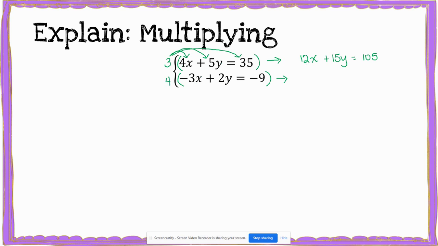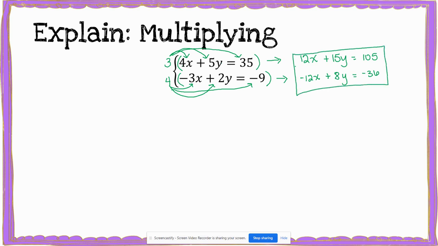Now, in this case, because my 3 was negative, it's going to help me make a zero pair. So I'm going to do 4 times negative 3x, which is negative 12x. Then 4 times positive 2y, which is positive 8y. Then 4 times negative 9, which is negative 36. And I'm going to use these two equations to solve my system.